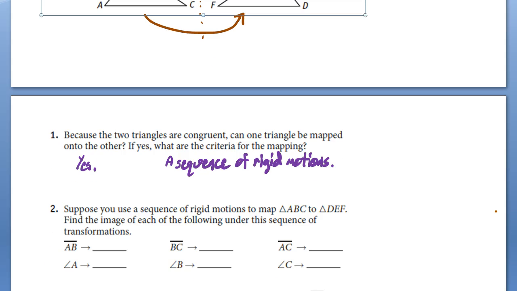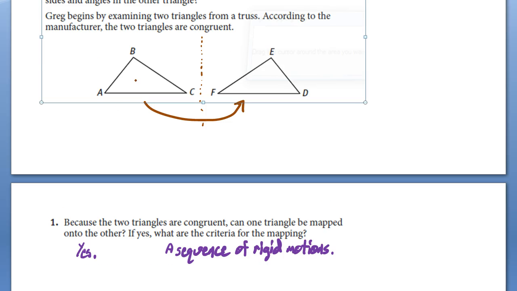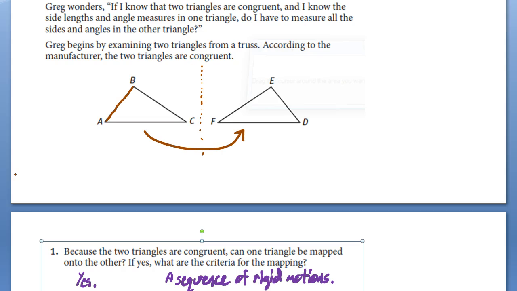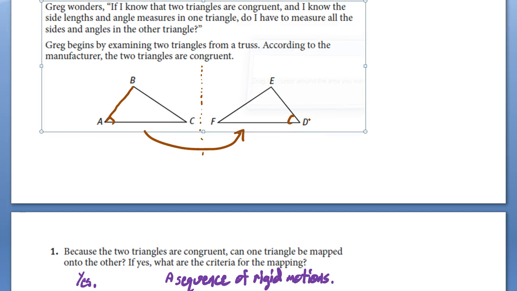Number two, suppose you use a sequence of rigid motions to map triangle ABC to triangle DEF. Find the image of each of the following under this sequence of transformations. So segment AB, what does it map to? If we flipped this triangle over and landed it right on there, where does segment AB map onto? How about segment DE? How about angle A? What does that map to? Well, angle A is this corner, and when this triangle flips over, I think it would end up being that corner, angle D.